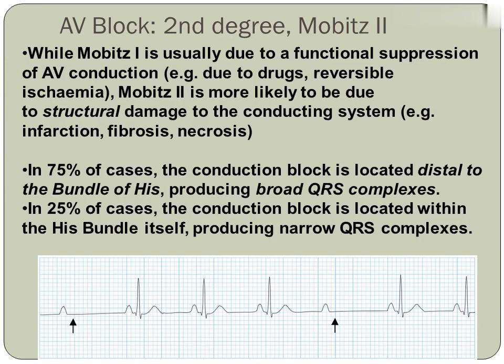AV block, second degree, Mobitz 2. While Mobitz I is usually due to a functional suppression of AV conduction, for example due to drugs, reversible ischemia, Mobitz 2 is more likely to be due to structural damage to the conducting system, for example infarction, fibrosis, necrosis. In 75% of cases, the conduction block is located distal to the bundle of His, producing broad QRS complexes. In 25% of cases, the conduction block is located within the His bundle itself, producing narrow QRS complexes.